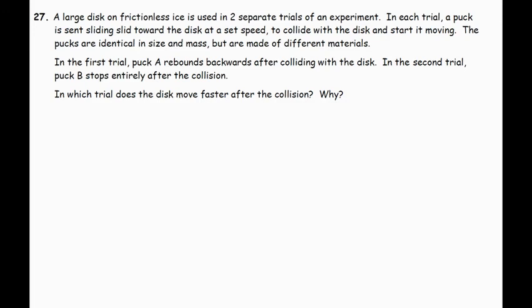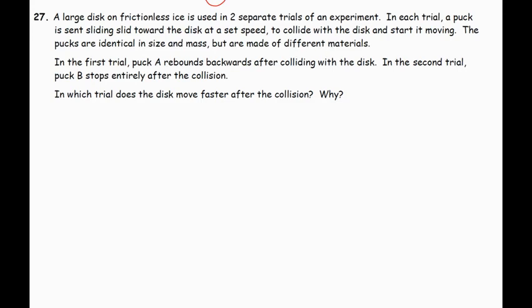So think about you're on an ice skating rink, okay? And you've got a disc. In each trial, a puck is sent sliding towards the disc. So we have the puck, okay? And our puck is sent sliding towards our disc, okay? And it says that the pucks are identical in size and mass, but are made of different materials. Because something that's really important in science is understanding that when objects are composed of different materials, they're going to behave differently in space, okay?